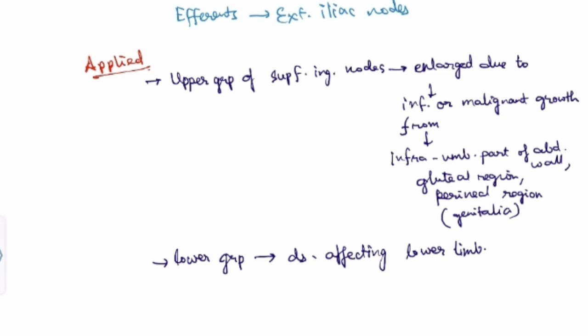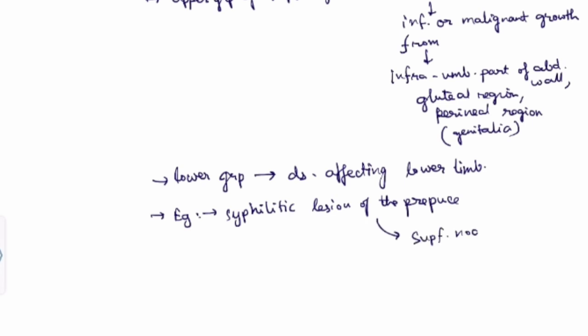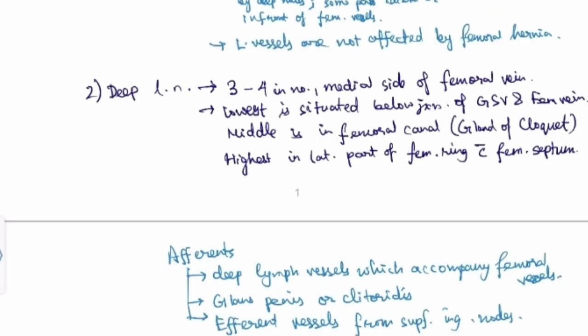One more thing I would like to add: suppose there is a syphilitic lesion of the prepuce of the penis. It usually involves the superficial nodes. Why? Because it's affecting the prepuce. Had it infected the glans penis, there would have been involvement of the deep nodes. But since it's only the prepuce, the foreskin part, it only involves the superficial nodes. Okay, this is all I would like to say in case of the inguinal lymph nodes.